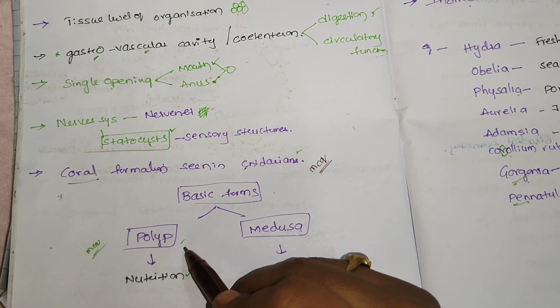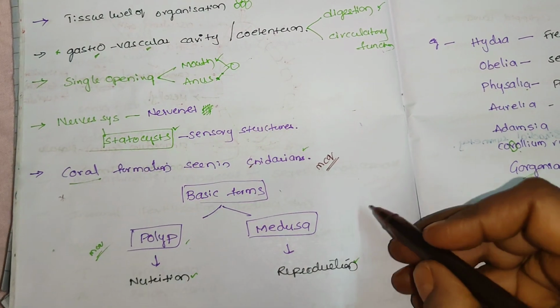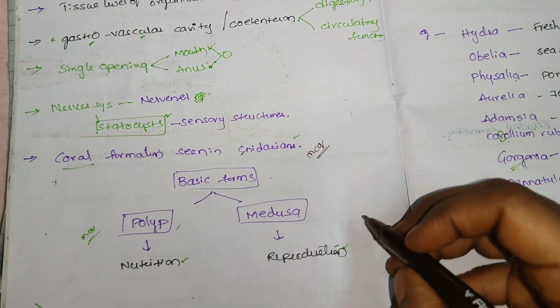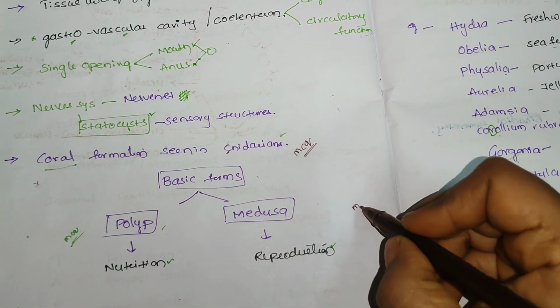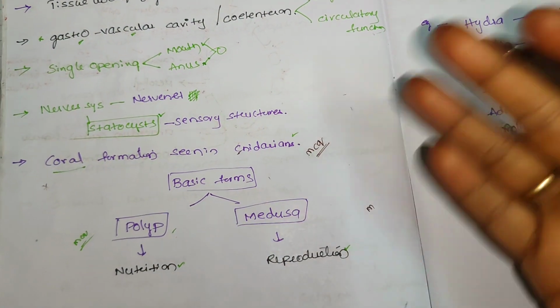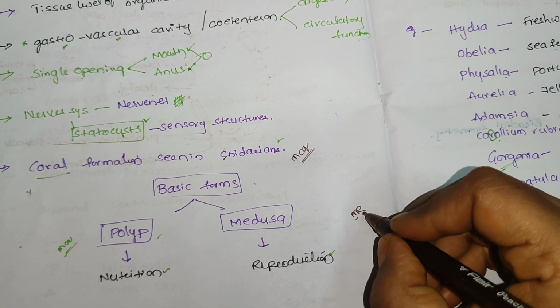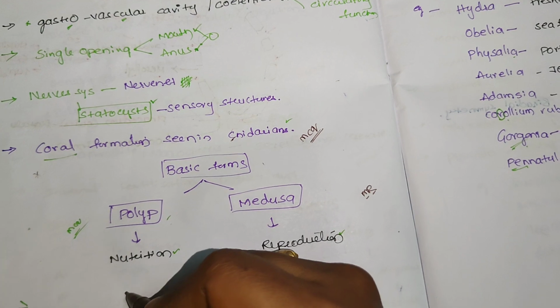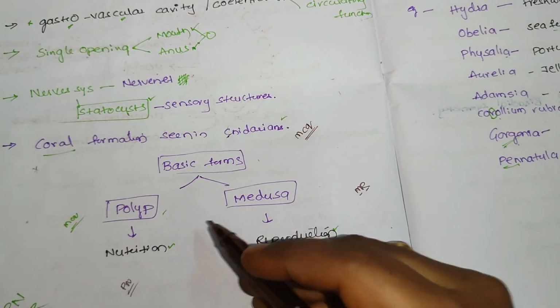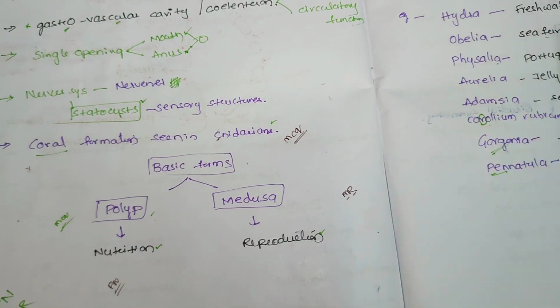What is the function of polyp? For nutrition. Medusa, reproduction. So here you have to remember at least one, then automatically the remaining will come. Here Mr., MR, medusa for reproduction. Polyp, PN, for nutrition. This is by asexual, this is by sexual.